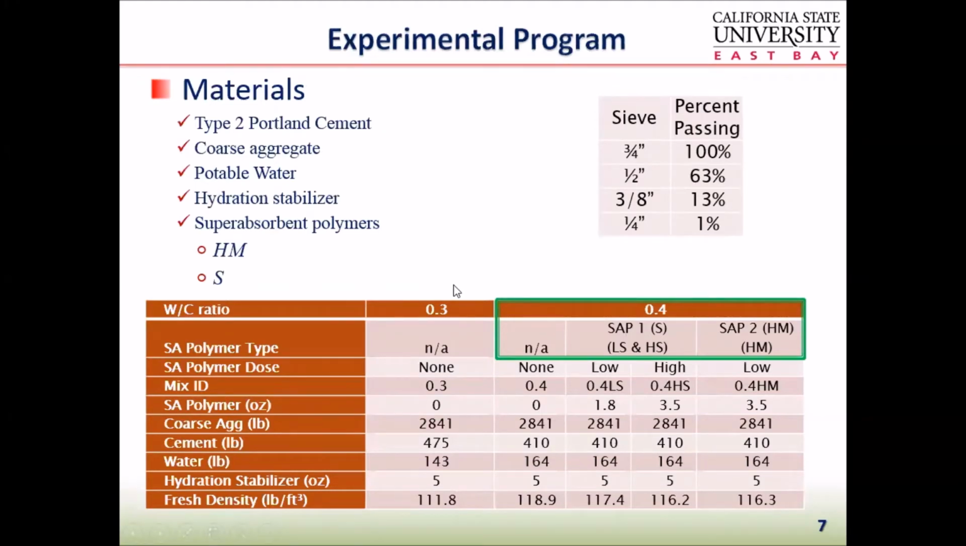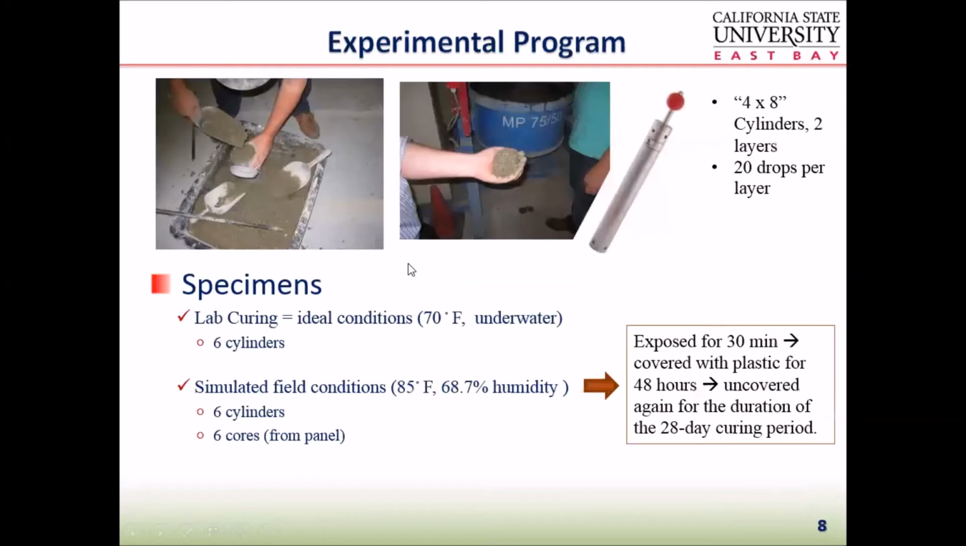The experimental program is shown below here, and you can see we had 5 mixtures, 1 with a low water cement ratio, and 4 with a water cement ratio that is slightly higher at 0.4. Within this group, we had 1 mixture with no SAP at all, 1 mixture with a low dosage of SAP identified as S, another mixture with a high dosage of the SAP identified as S as well, and finally a mixture with a low dosage of superabsorbent polymer identified as HM. You can see the details here on the slide.